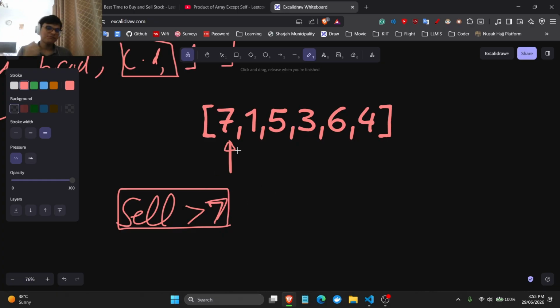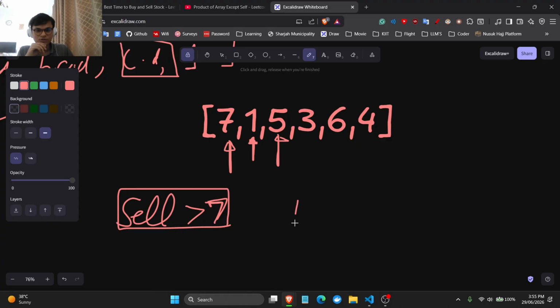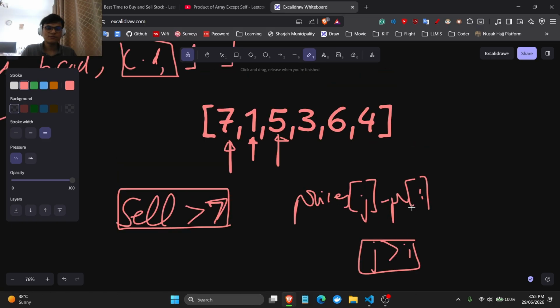Okay, that is interesting. If I have now 1, in order to sell, I have to get greater than 1. Then 5, greater than 5, then 3. But what I'm trying to maximize is this thing, essentially: prices[j] minus prices[i], where j comes after i, in the future. So how can I maximize this?